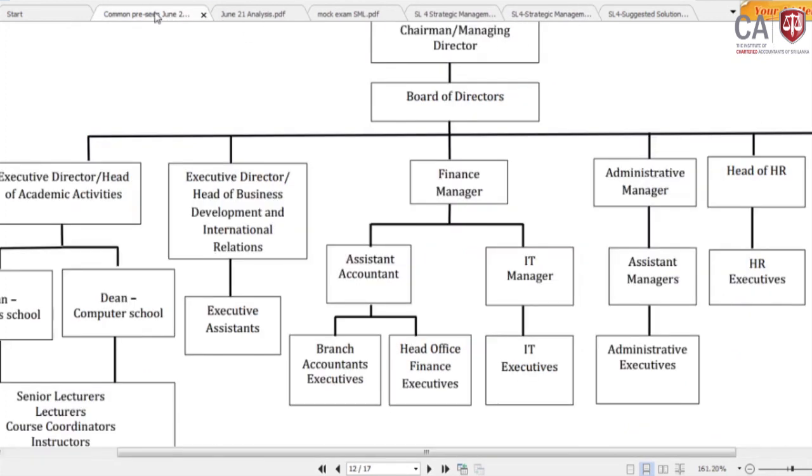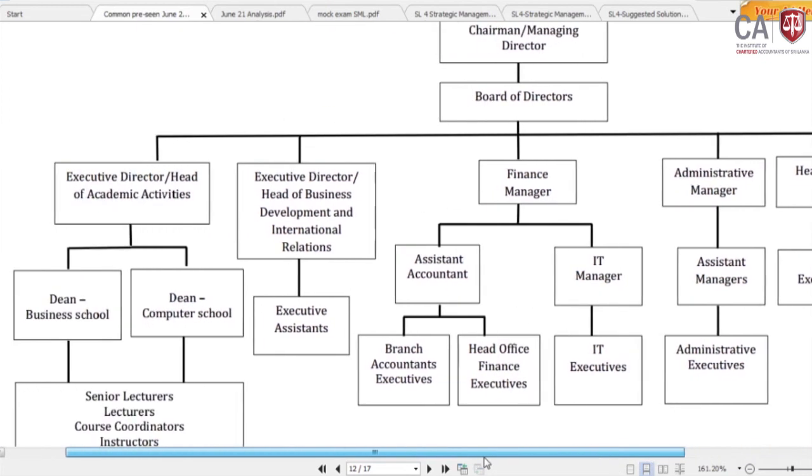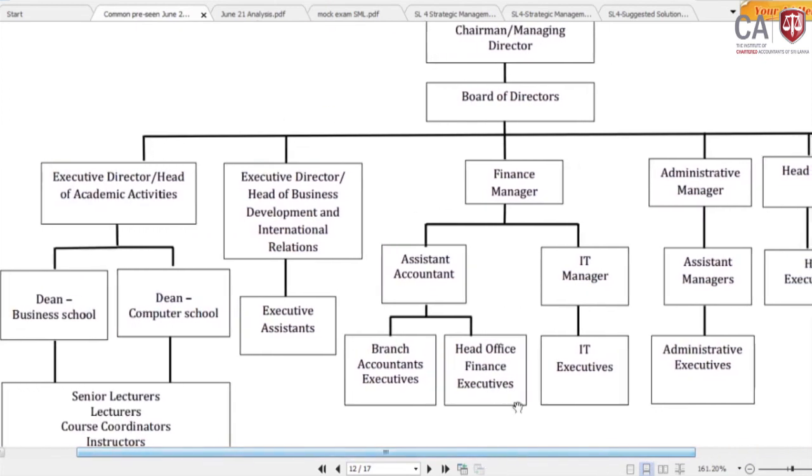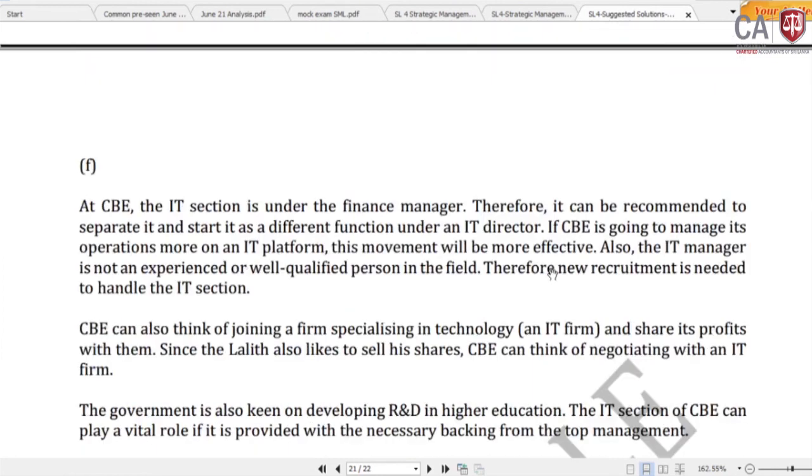I think you may agree with my point. Here see this IT guy, IT manager is reporting to finance manager. So in a small organization this can happen where IT is not playing a key role, but in this organization IT is playing a key role. Therefore, he should be identified separately, a separate division should be formed, right. We will see what the examiner says on this one.